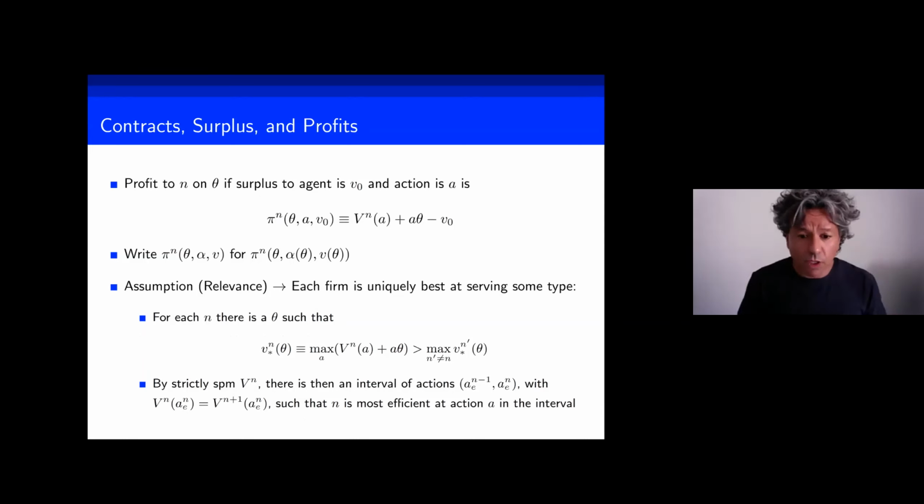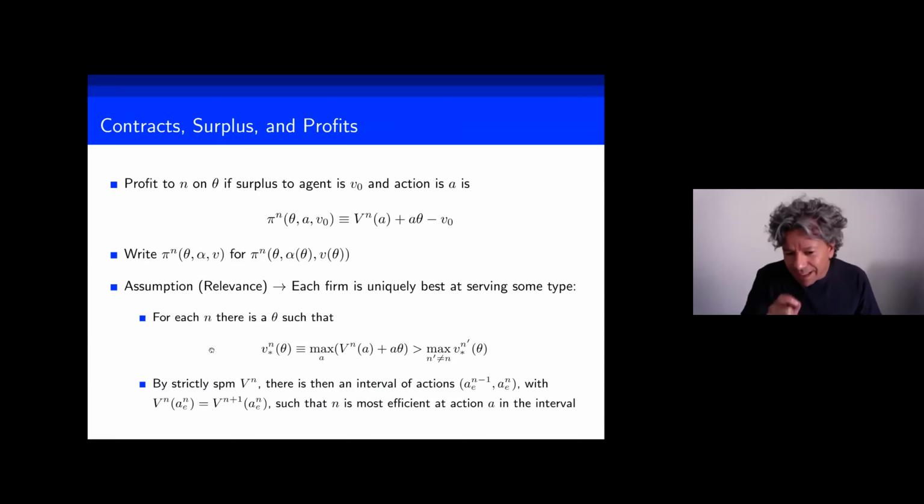Something more important for our purposes is that we wanted to make sure from the outset that every firm was going to be active in equilibrium. So we assume something we call relevance, and that is that each firm is uniquely best at serving at least some type. So what we assume is that for each N, there is a theta such that the maximum match surplus that this firm could ever provide to type theta, we call this v star N of theta, is strictly bigger than the maximum that other firms can provide.